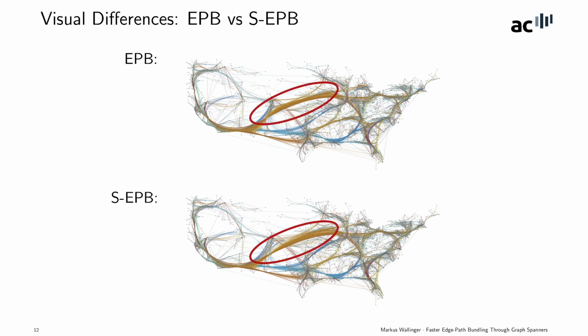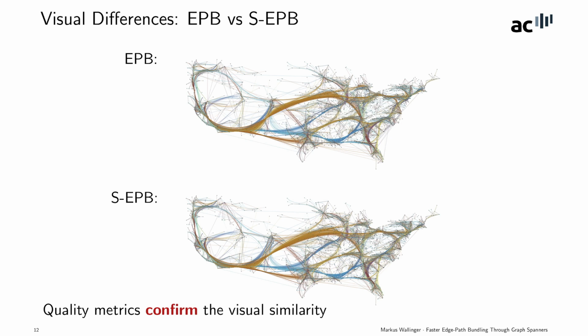In the center of the United States, you can see that this huge brown bundle is slightly different in the spanner edge path bundling algorithm. Similarly, in the Atlanta area, the bundles also behave slightly differently, but there's no major difference in both bundling algorithms. And we also computed the quality metrics on both data sets, and they confirm the visual similarity. We couldn't find any major differences in the quality metrics.